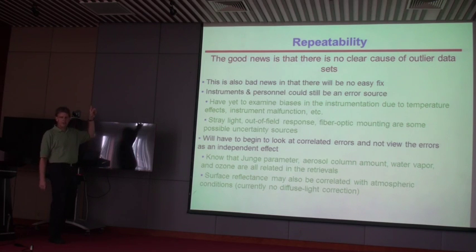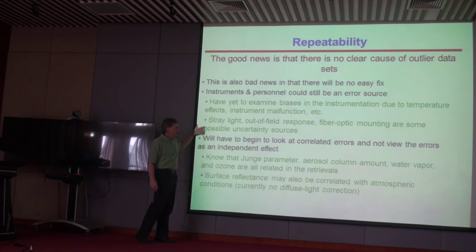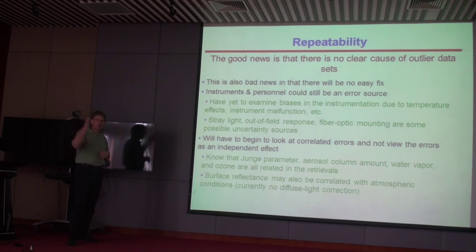So the real answer is there's no clear cause for the outlier data sets. That's bad news because there's no easy fix. Instruments and personnel are still part of the problem. The real issue is everyone assumes independent and uncorrelated, and we know that it's not right. So we're going to have to move into the Monte Carlo world and do this properly to try and understand the non-independence between them.